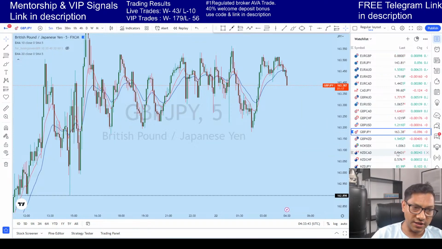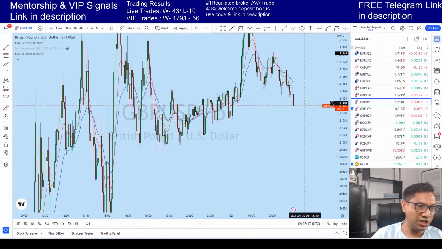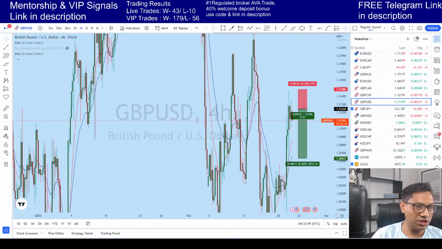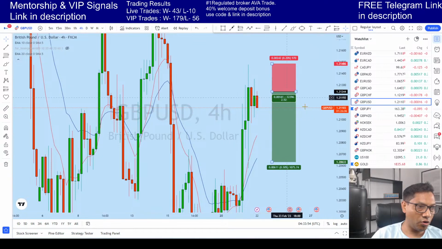As you can see, there are quite a few pairs preparing for a drop, including the GBP/USD. I see that on GBP/USD from this level there is a strong drop. I was preparing for shorting GBP/USD. We see that from this resistance zone this instrument is coming down.